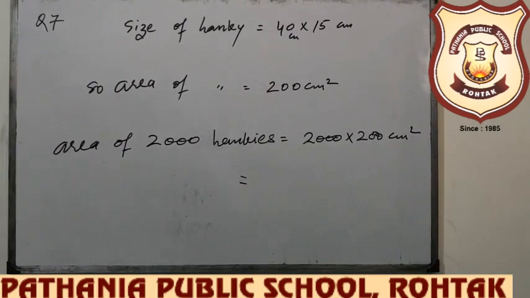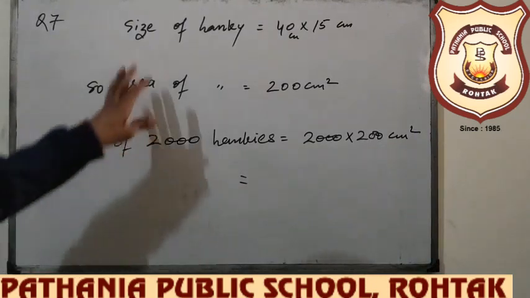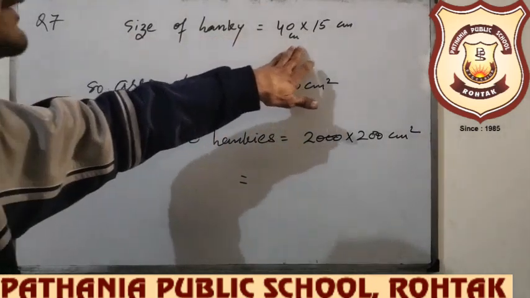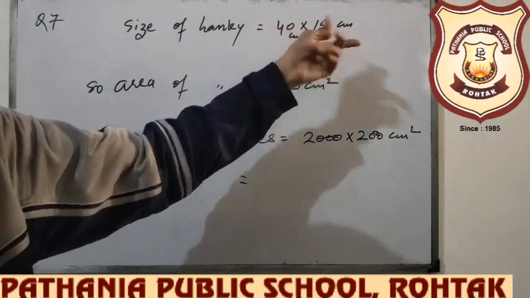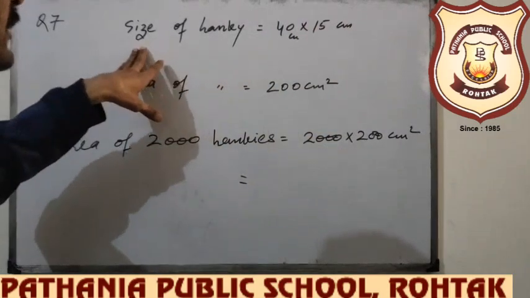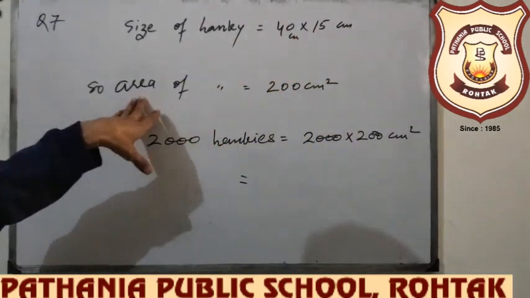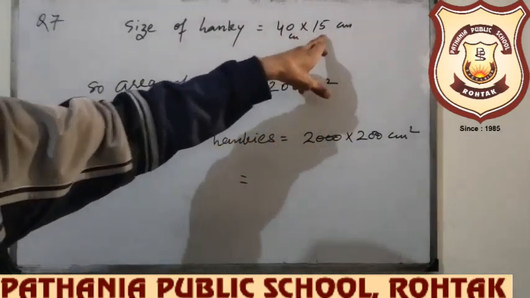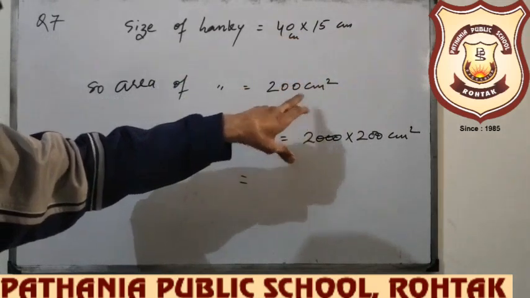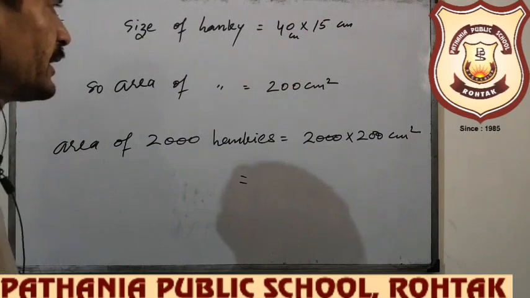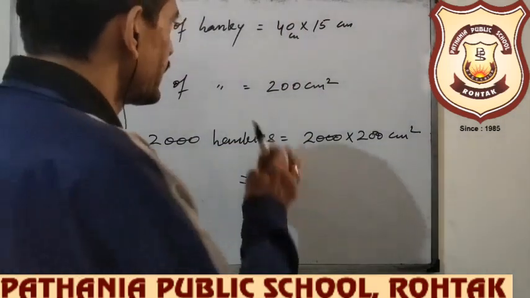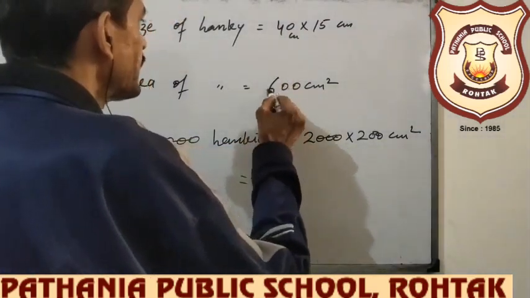Now question number 7, beta. In this question, size of a handkerchief is given, 40 centimeter into 15 centimeter. This is length, this is breadth. Its shape is rectangular. So size of hanky is given. Then area of hanky is what? 15 into 40. It is 600. By mistake I wrote 200 here.